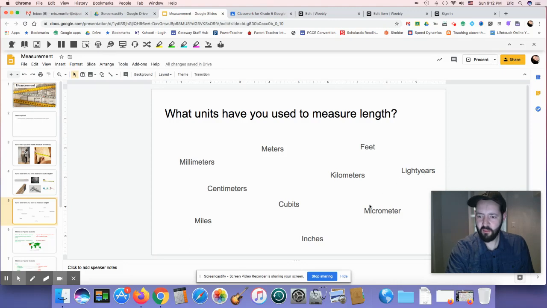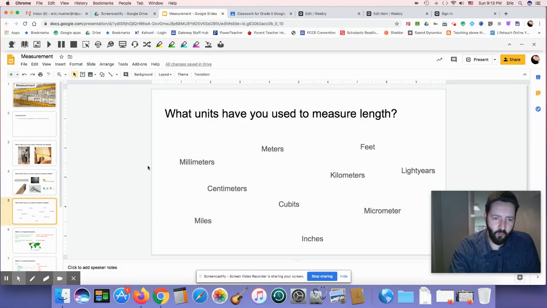And then the last one here I want to talk about is micrometers. And these ones are incredibly small. This is the distances that we're talking about if we're measuring structures within the cells in our body or atoms or very tiny things that we can't see with our eyes. So very, very small units there.